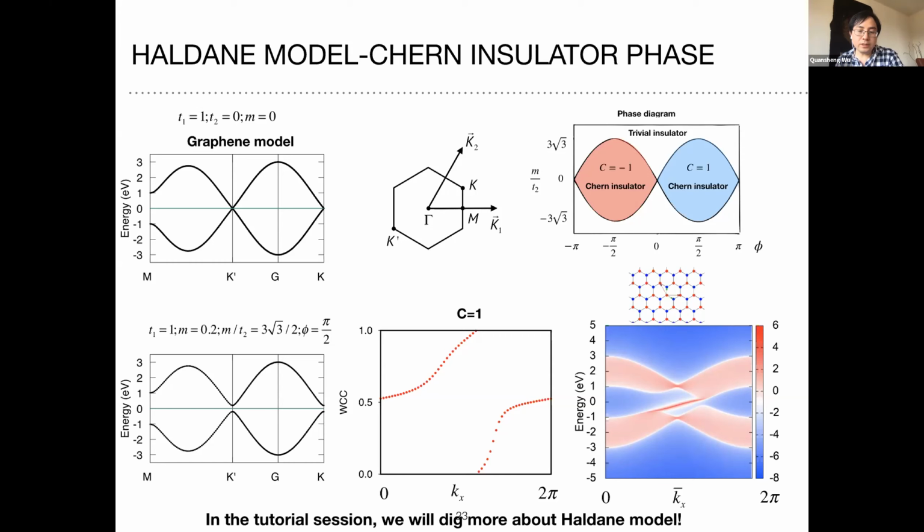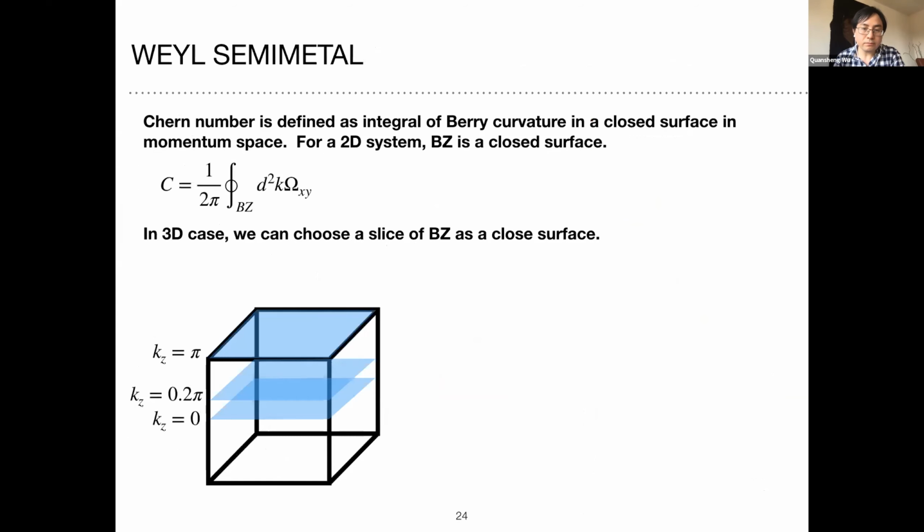Okay. In the tutorial session, we can dig more into the Haldane model. For example, we can study the Berry curvature and how this system evolves from a trivial insulator to a Chern insulator. Okay, let's move to the next one.